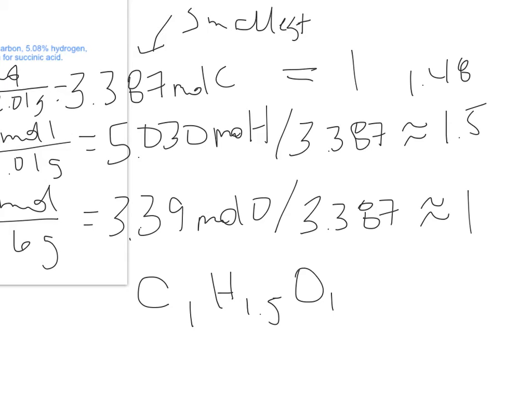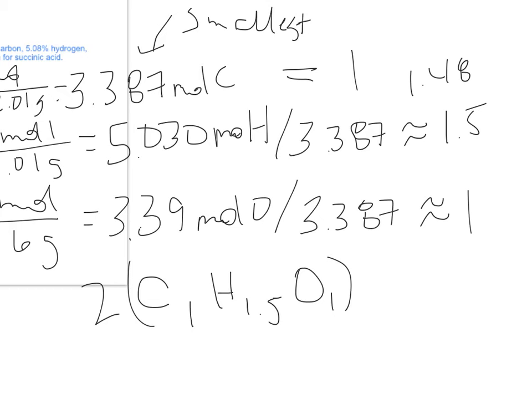So remember, if it ends in 0.25, your multiplier is 4. If it ends in 0.33, your multiplier is 3. If it ends in 0.5, your multiplier is 2. If it ends in 0.67 or close to it, your multiplier is 3. And if it ends in 0.75, your multiplier is 4. So we have something that ends in 0.5, so our multiplier would be 2.